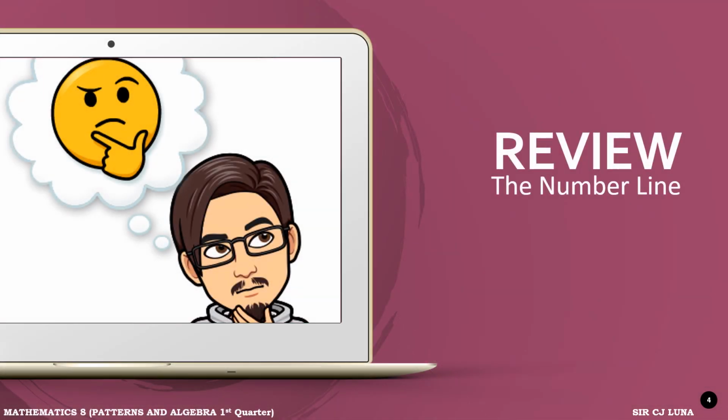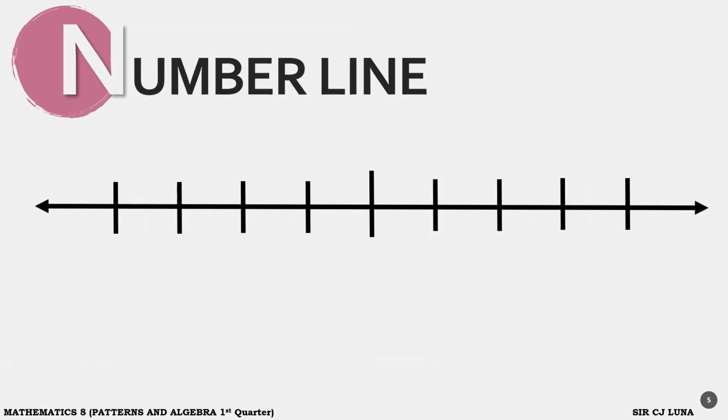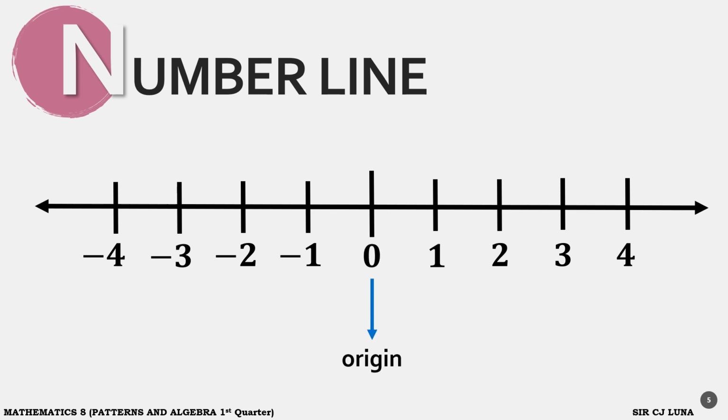Before we proceed with our discussion, let's have first a brief recall of the number line. A number line composes of positive and negative numbers. It is a way to visually put numbers in order. 0 is found on the middle of the number line. It is called the origin. The number line extends infinitely in both directions. On the left side is the negative infinity, and on the right side is the positive infinity.